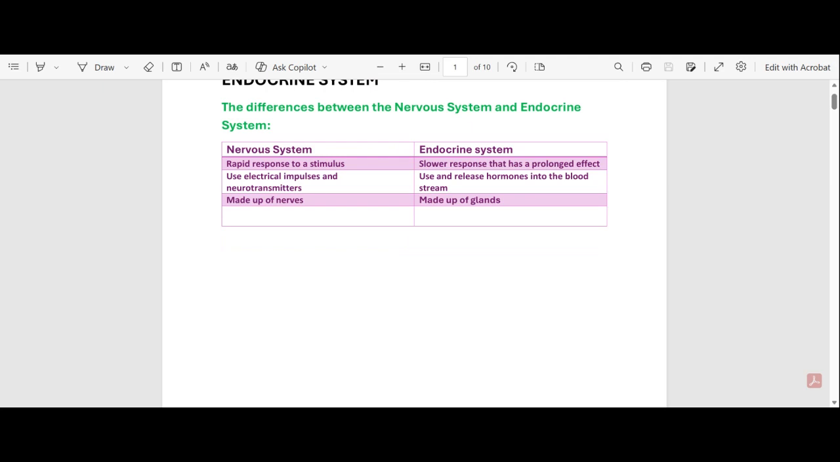The endocrine system responds slower and its effect is prolonged. It means that it takes a long time, right? It lasts for a long time. I'll repeat that again. The nervous system allows us to respond rapidly to a stimulus, whereas the endocrine system allows us to respond slower. The response of the endocrine system is slower and its effect is prolonged, or it lasts longer. Okay, let's go to the second point.